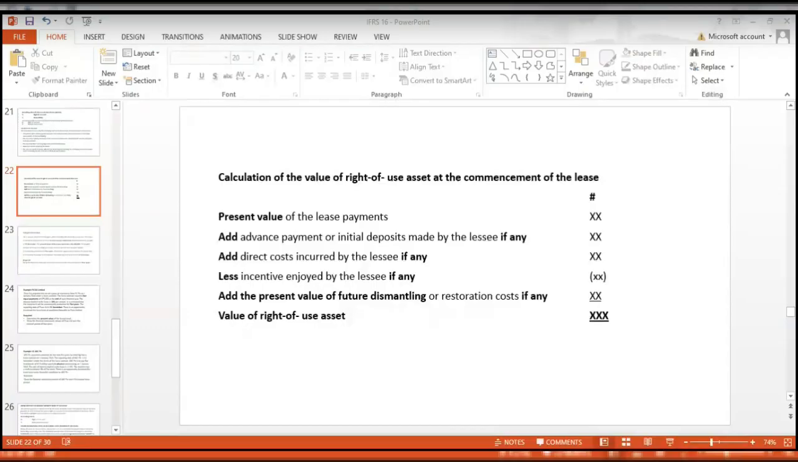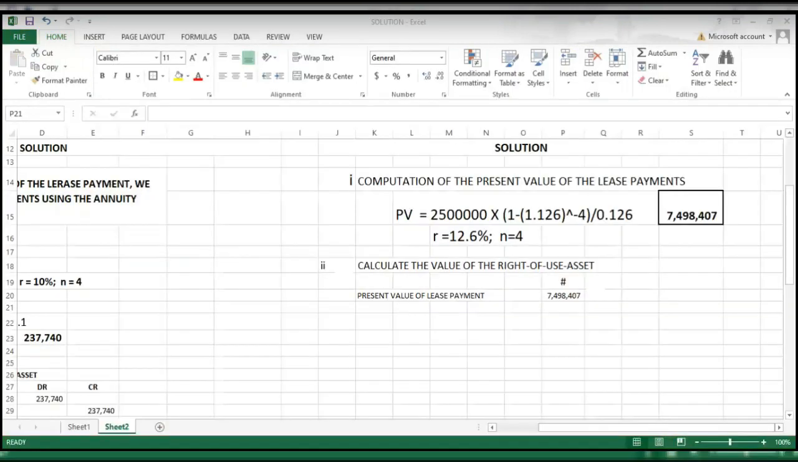Sorry, I wasn't showing you the Excel sheet. Let me go to where I was doing the correction from. This was where I was doing the correction. So instead of n being 5, n must be 4. And so I'll change the formula here. Our n is 4 minus 4. So we arrive at this as the present value of the lease payment.